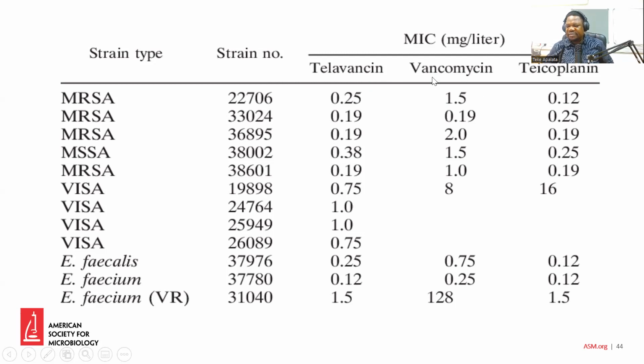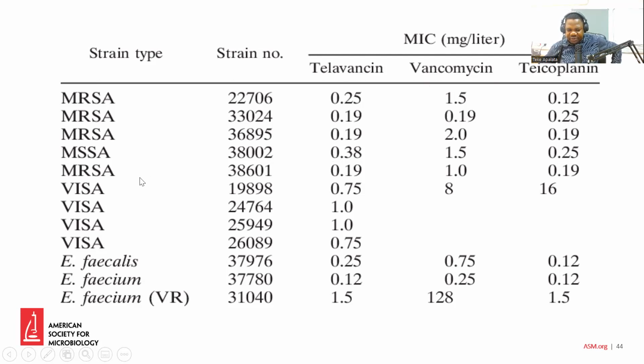We have telavancin, vancomycin, and teicoplanin. Against MRSA, looking at the different strains, the lowest MIC was mainly for teicoplanin. We found that vancomycin, despite its activity against MRSA, had a MIC a bit higher as compared to teicoplanin and even telavancin.